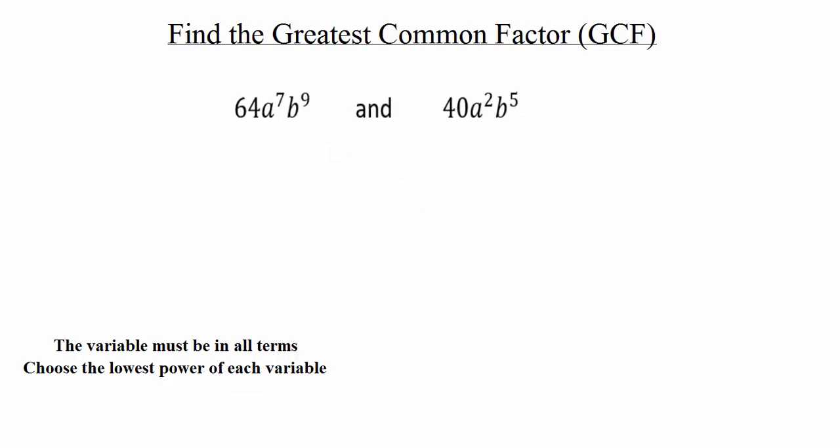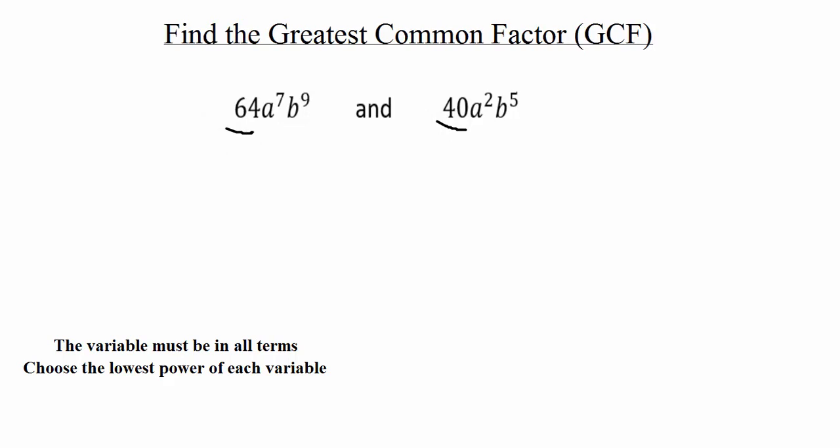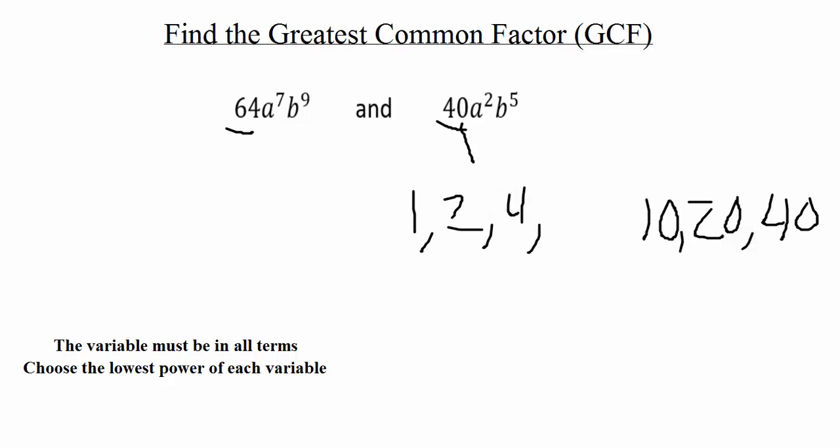So let's take a look at one last example here. Here we have 64a to the 7th, b to the 9th, and 40a squared, b to the 5th, and we're trying to find the greatest common factor. So let's compare our numbers first, 64 and 40. What I would recommend is let's go ahead and just list all the factors of 40. So 1 times 40, 2 times 20, 4 times 10, 5 times 8.